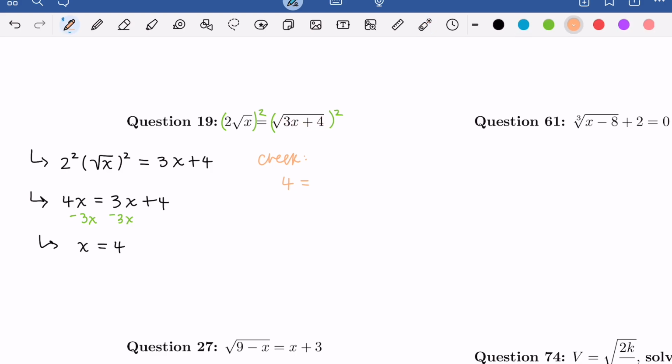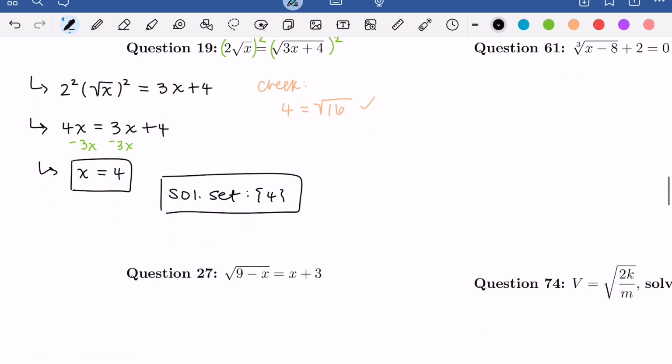So that'll be the square root of 12 plus 4, which is the square root of 16. And we know that the square root of 16 is in fact 4. So this is a true statement. So this means this proposed solution is a solution. So our solution set is going to be x is equal to 4 in this case.